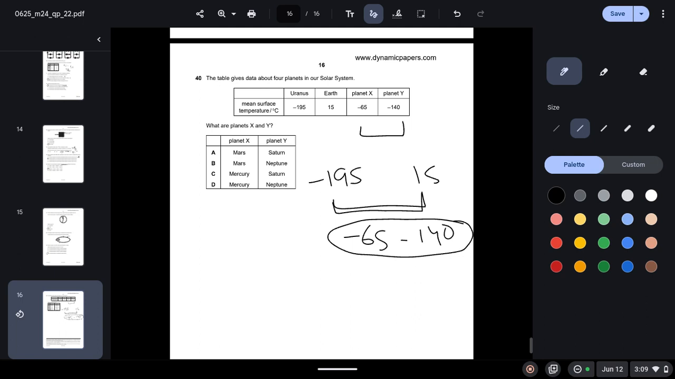So you will see that the only correct option can be A, because only Mars and Saturn are in between Uranus and the Earth. The rest of the options you can see are not in between Uranus and Earth. So you have Mars and Neptune. Mars is between Uranus and Earth, but Neptune is not. Similarly, Mercury and Saturn. Mercury is not between Uranus and Earth, and also Mercury and Neptune. Once again, Mercury is not in between Uranus and Earth. So only Mars and Saturn are in between Uranus and Earth. So A is your option.